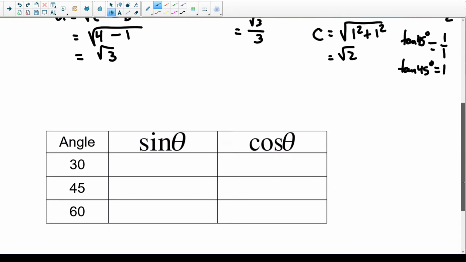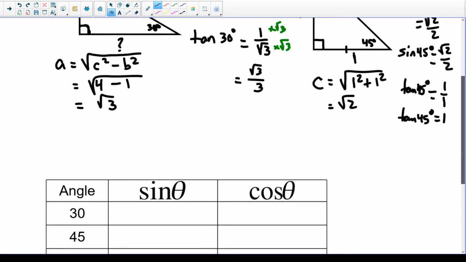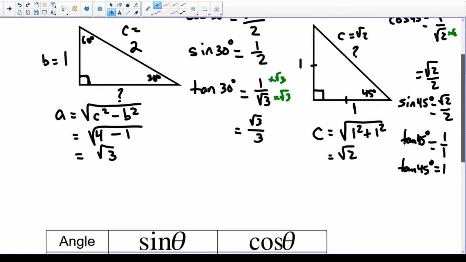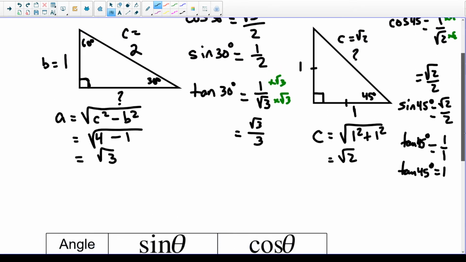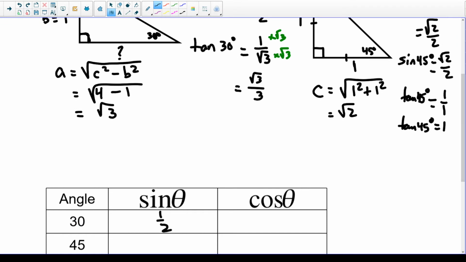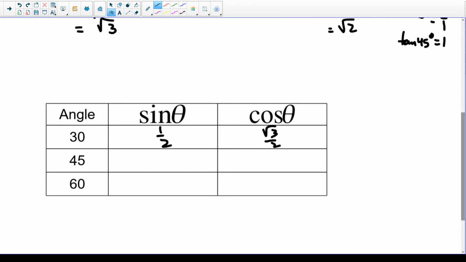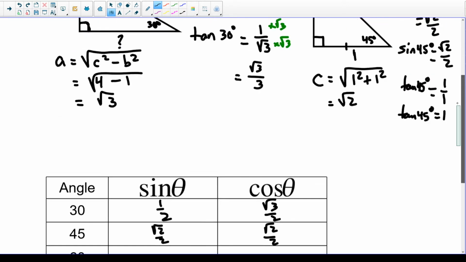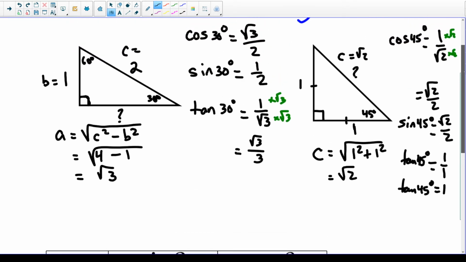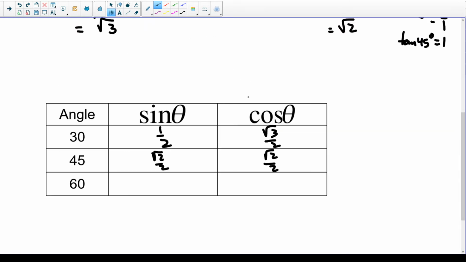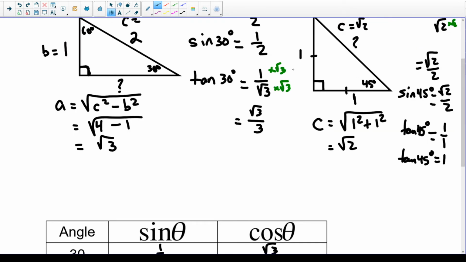So if we summarize that in our table here, what is the sine and cosine of 30? So the sine is 1/2. The cosine is root 3 over 2. What is the sine and cosine of 45? It's root 2 over 2 for both. And then for 60, sorry, it's actually just the opposite of the 30 degree one. I haven't done the 60 degree one yet because I wanted to do these two first.